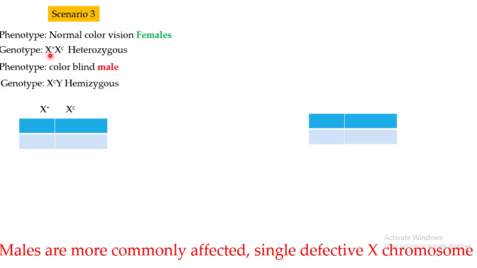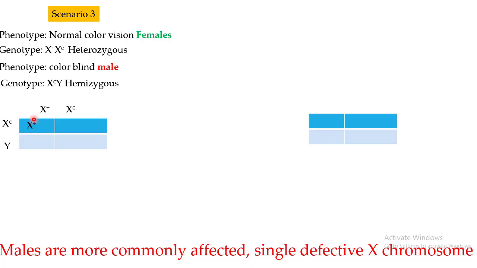Now, in this particular case, when the mother is the carrier, she can produce two types of gametes. One kind of gamete is going to carry the X chromosome having the normal allele, and the other 50% of the gametes carry the X chromosome with the diseased allele. The father is the diseased one, so he is only carrying the X chromosome carrying the diseased allele, and of course then there is the Y chromosome.